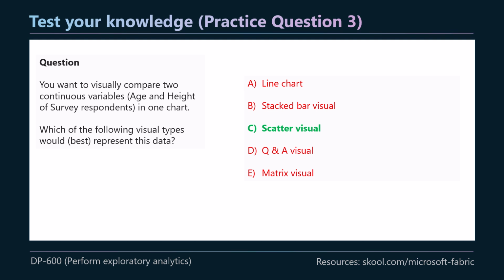Obviously, when you're visualizing 2 continuous variables, so age and height, then probably the best visual to use for that would be the scatter chart. Put your height on the y-axis and your age on the x-axis, and then you can plot different dots for each of your survey respondents. Again, the other visual types are not really going to help with that kind of analysis. You could argue that the matrix would potentially show you all of that, but it's going to be a really big chart if you've got lots of respondents. So the answer here is C, the scatter visual.